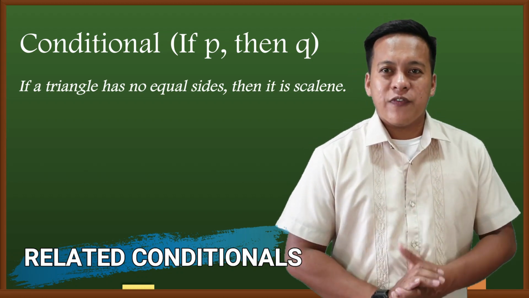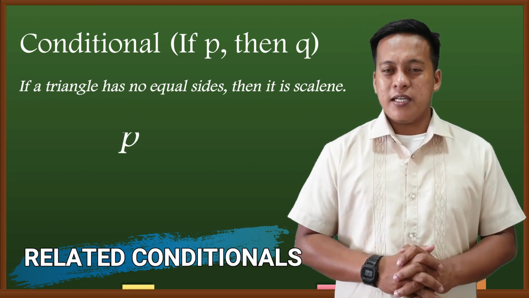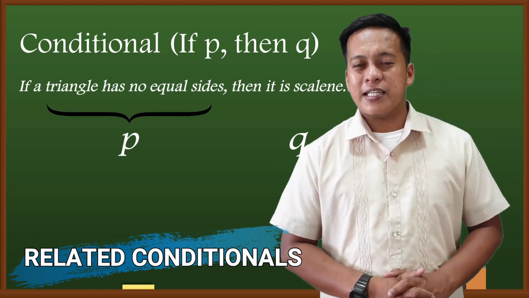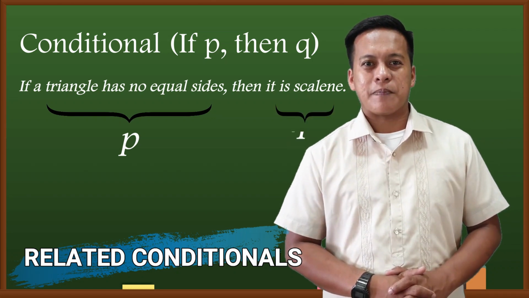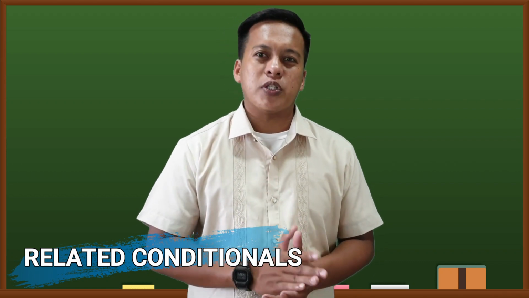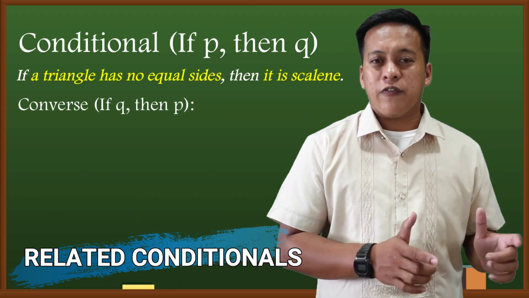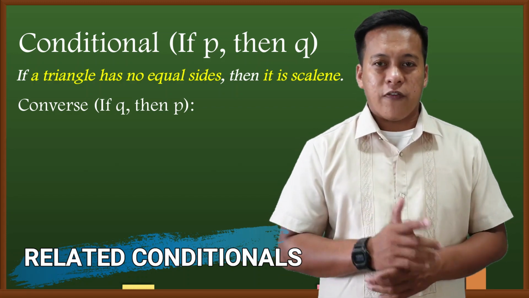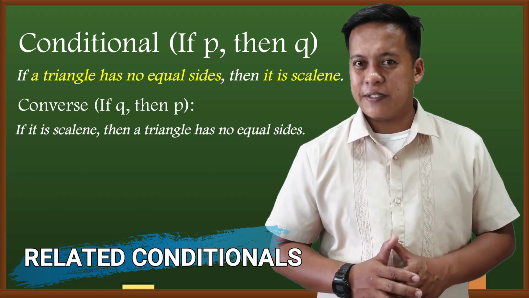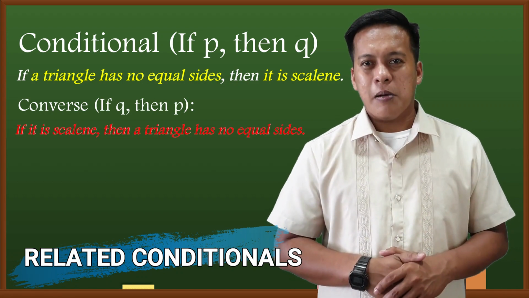First, we identify P and Q of the given statement. P is a triangle has no equal sides, and Q is it is scalene. Now, we determine the converse statement by interchanging the hypothesis and the conclusion. We have converse: if Q, then P. If it is scalene, then a triangle has no equal sides. However, this statement is incorrect. But why?